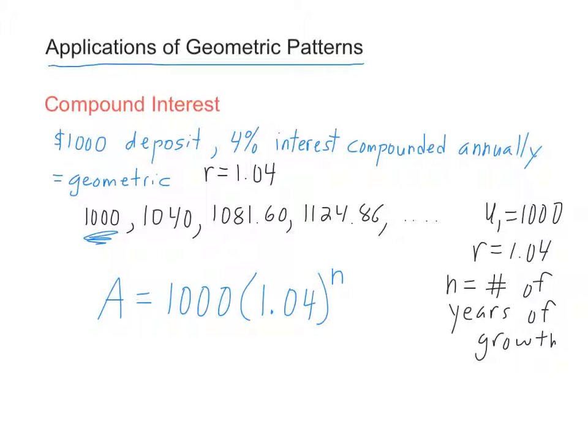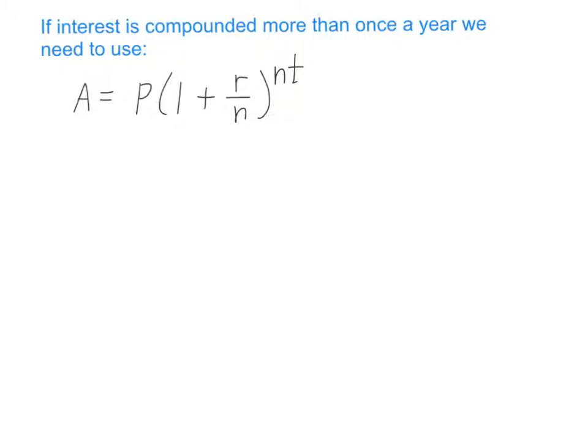Let's look at a more complicated situation now where our interest is compounded more than once a year. Now, this is a formula that is not given to you, so you're going to have to commit it to memory. This A represents the amount of money that we have in the account after time has gone by. P represents the principal, and the principal is really talking about the starting amount. In our previous example, that was the 1,000, okay?